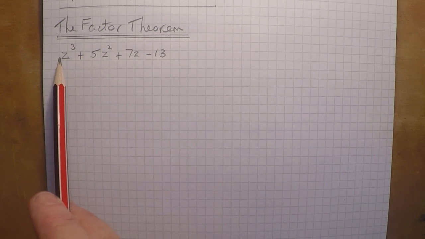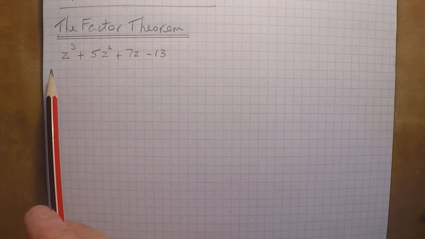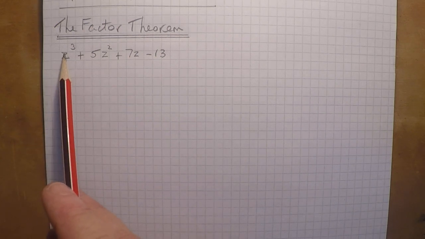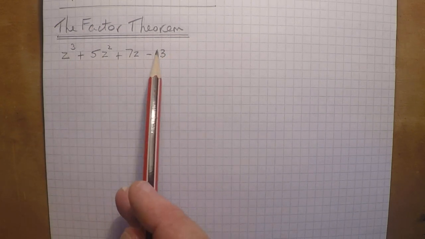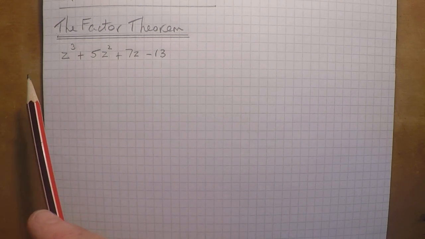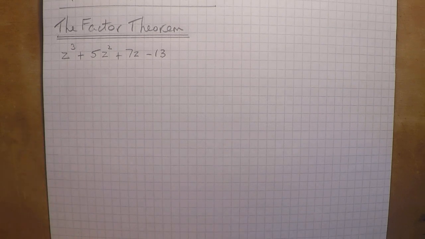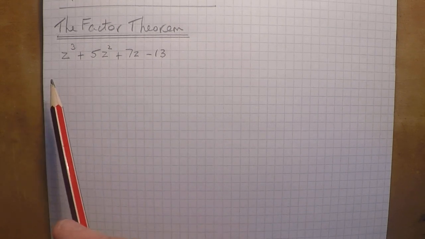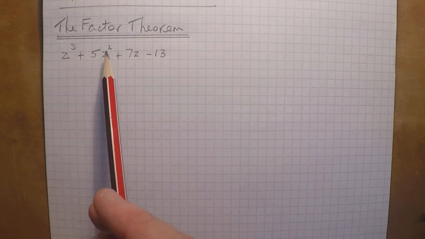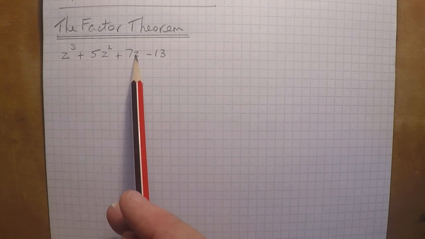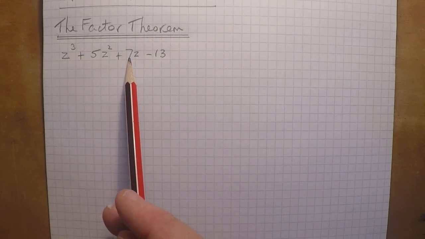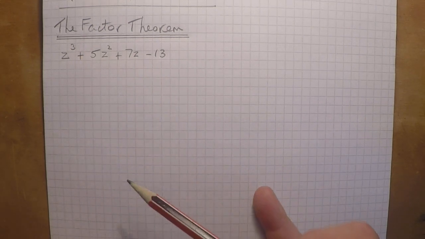We need to find a number for z, so we try a few numbers. Typically we start with things like 0, so if each of these terms were 0, no, it doesn't evaluate to nothing. Then we try things like 1, 2, 3, -1, -2, -3. Let's try z equals 1. If z equals 1, then this is 1, this is 5, this is 7. So 1 plus 5 is 6, plus 7 is 13, minus 13 comes to 0.